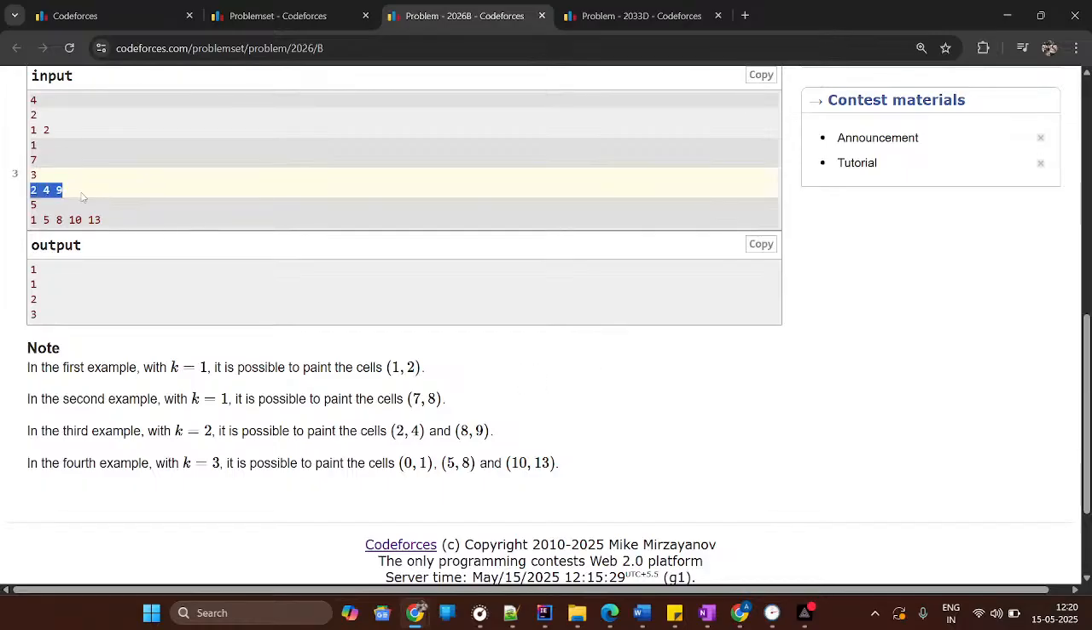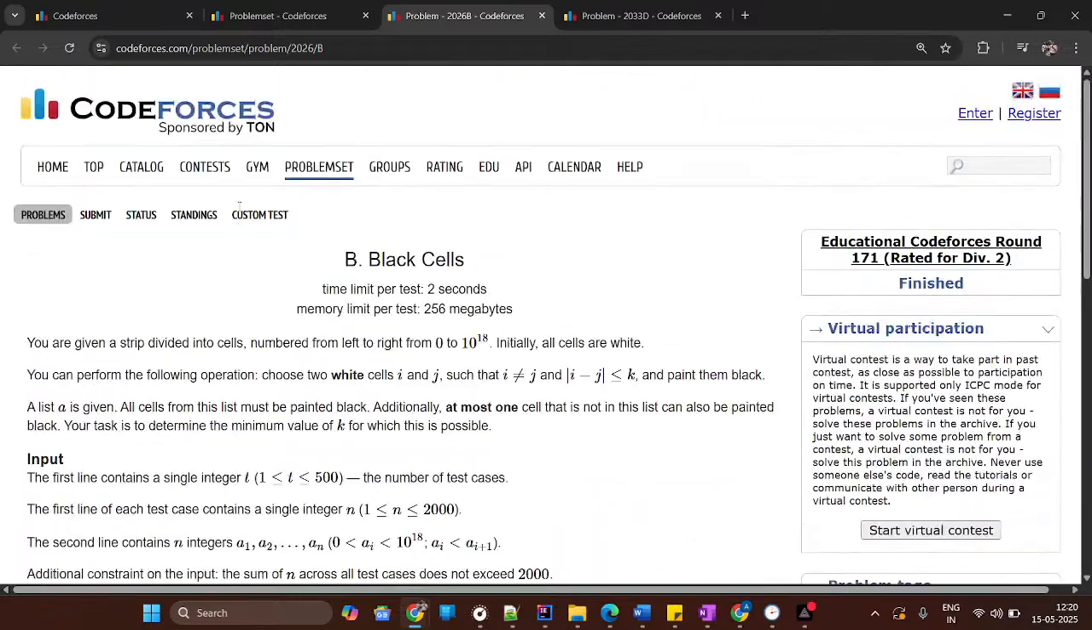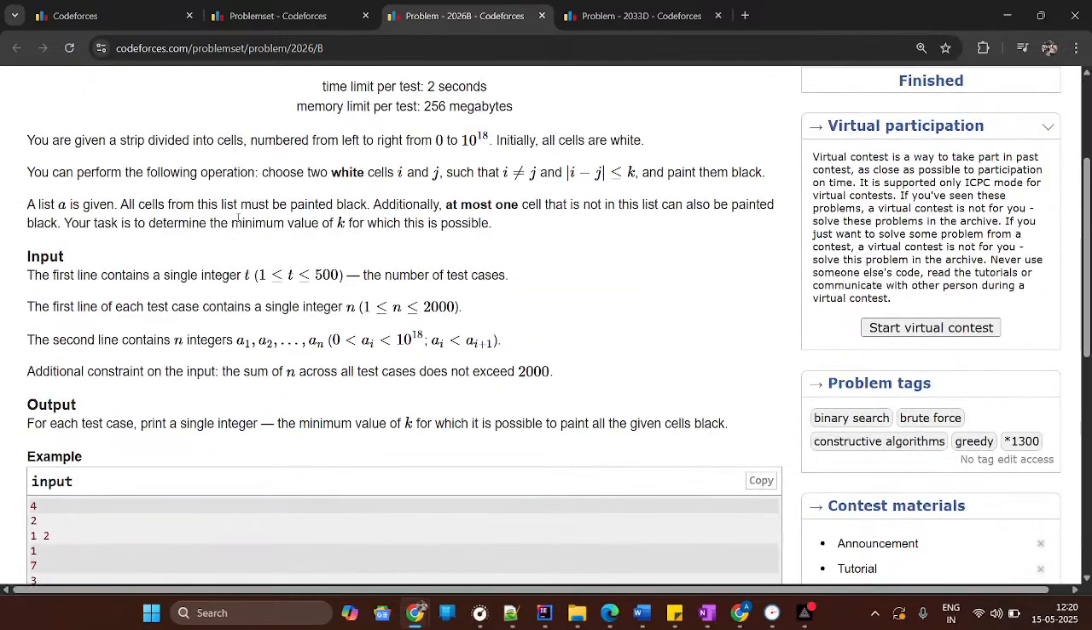Let's say 2, 4, 9. What's the maximum gap? 2 and then 4 and 9, the gap is 5. So I need a 5 gap. So what about the number of operations, how many can we do? Okay, so there's no limit on the number of operations.